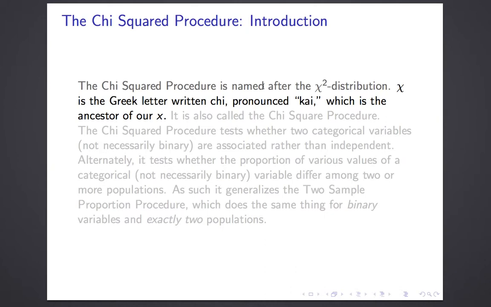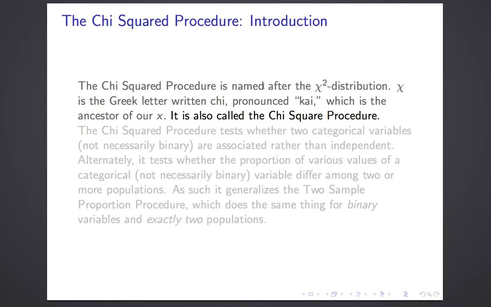And if I ever, many years from now, hear you refer to it as the chi distribution, I will hack into Banner and retroactively lower your stats grade. It's also often called the chi-square procedure.